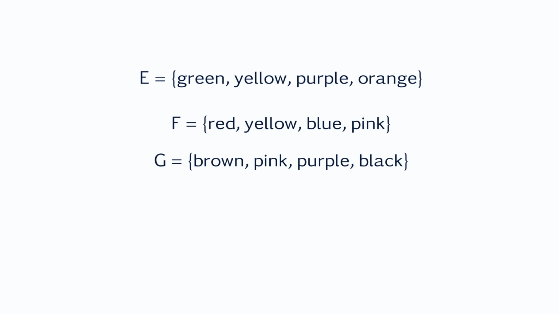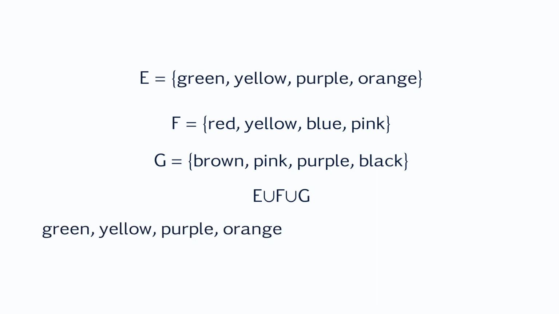You want to find the union of these 3 sets, which is E union F union G. Let's look at one set at a time. That way you make sure that no elements are left out. And just as importantly, you make sure that there are no duplicates. Let's start with the elements in set E and make a list. You can take all the elements from set E into the union.